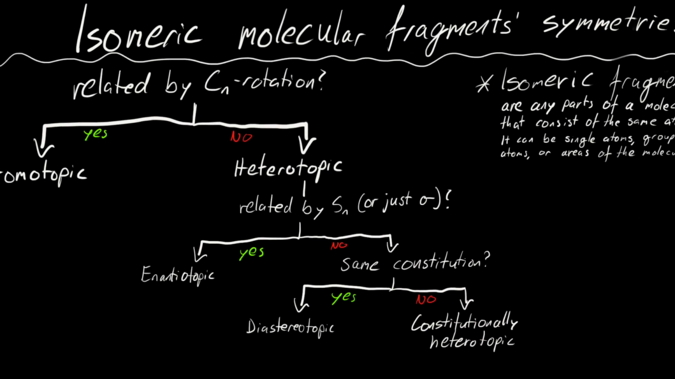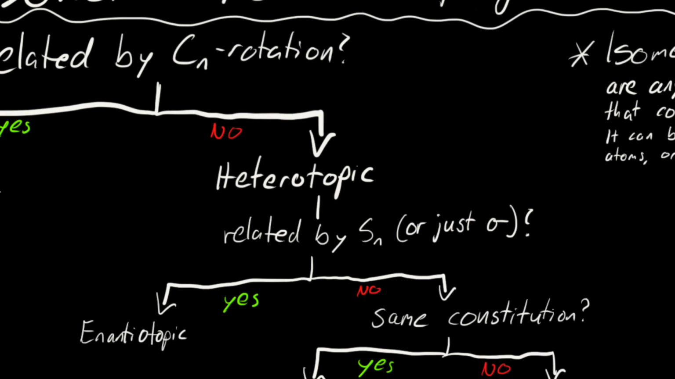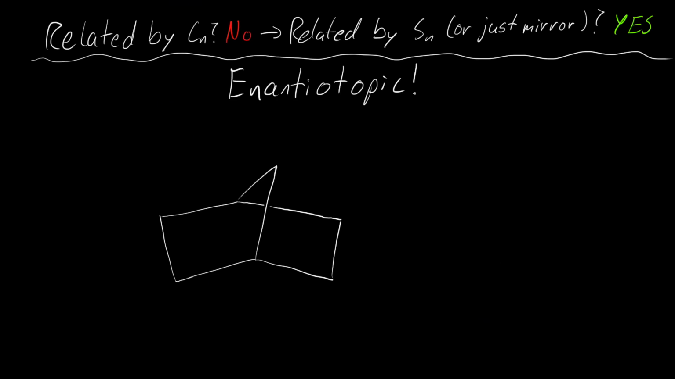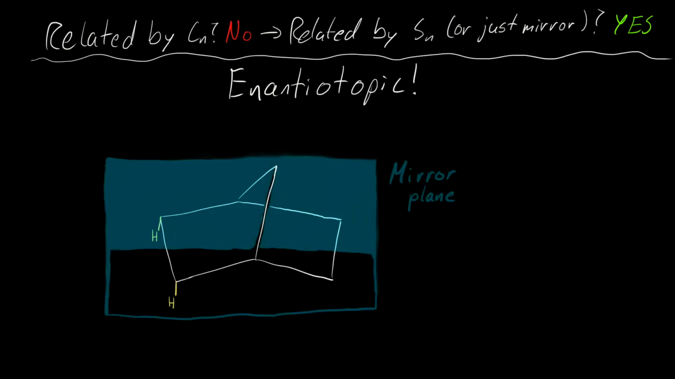If the fragments cannot be superimposed by an axis of rotation, then they're heterotopic. But we don't stop there. The next question we ask is if they are separated with a mirror or an improper axis of rotation within the molecule. If they are, then they're enantiotopic, such as these two hydrogens or these two hydrogens.